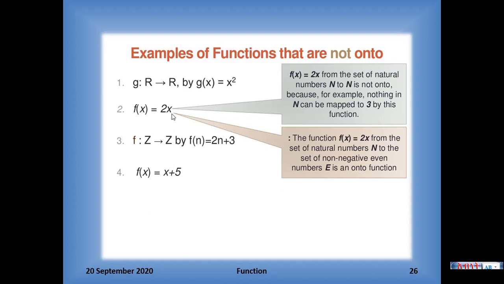But we know that 2, 4, 6, 8 are not the only elements of the natural numbers. There are 3, 5, and they have no pre-image. So the function is not onto. But if the domain is the even natural numbers, it will be onto. The others are like this.